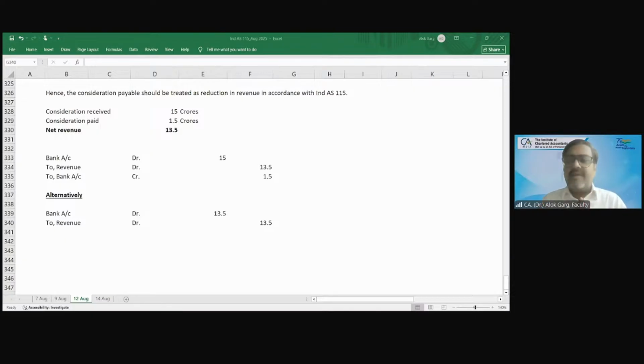See, two things are there. First of all, you need to see, is it a transaction with a customer? For example, I am an entity, okay, and I am in the business of manufacturing furniture. And I am manufacturing a chair for my customer. The cost of the chair is 10,000 rupees. And I told my customer, see, the cost of this chair is 10,000 rupees. I need 10,000 rupees to manufacture this chair.